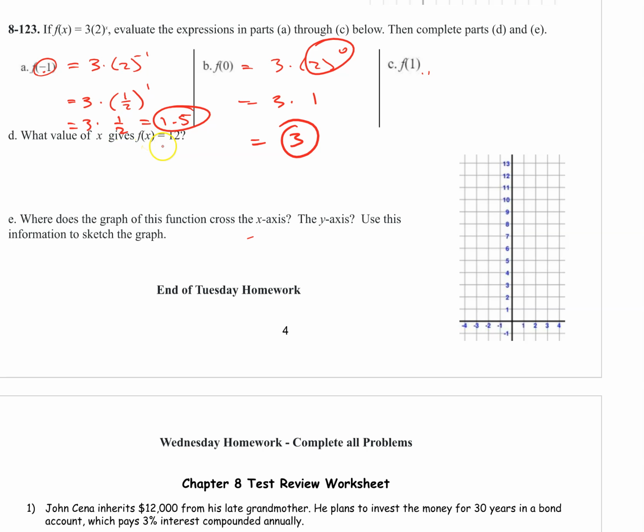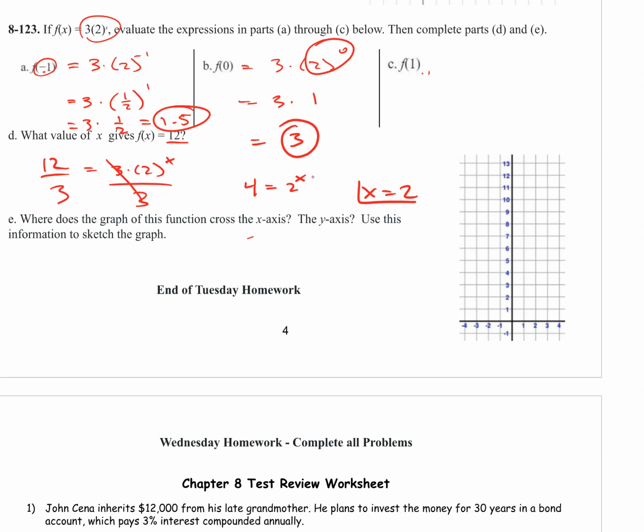Okay, so this is the other one. Let's not plug in a number for x. What we do is we have f of x equals 3 times 2 to the power x. Let's replace f of x with 12. So basically you set this equation equal to 12. Then divide both sides by 3. 12 divided by 3 is 4. We get 4 equals 2 to the power x. 2 raised to the power what? That's going to be 2, right? 2 squared, 2 times 2. So that means x has to be 2. If x is 2, the equation is correct.